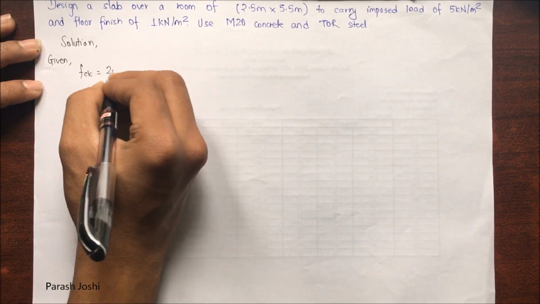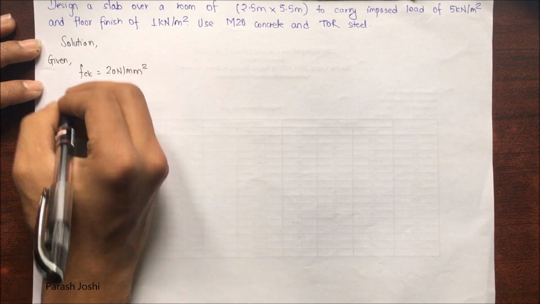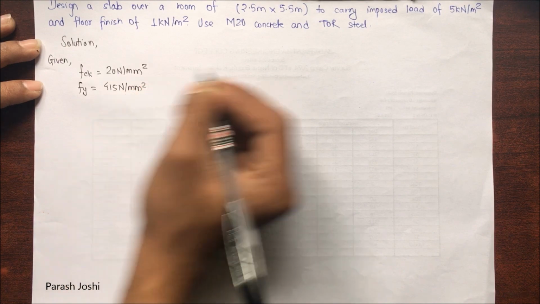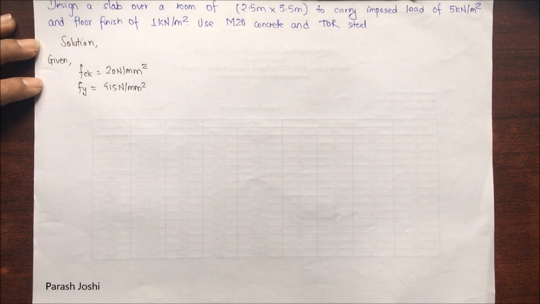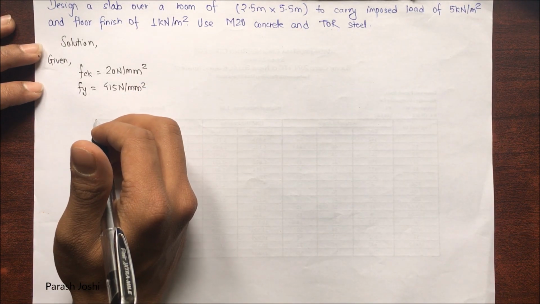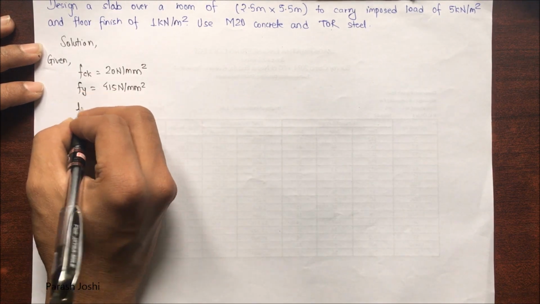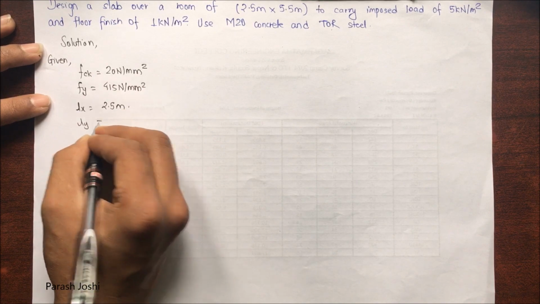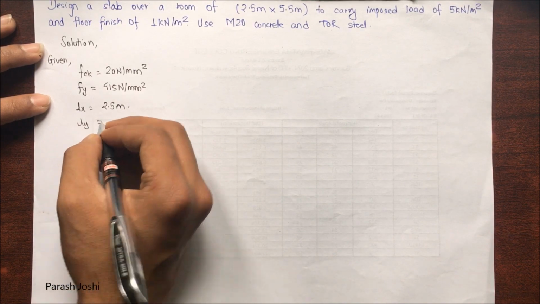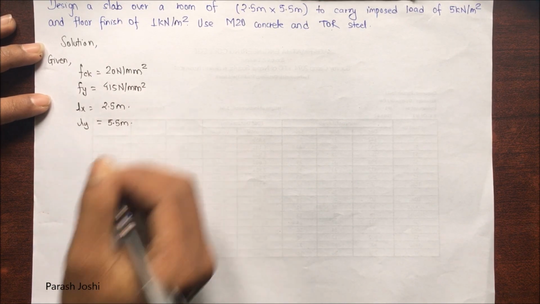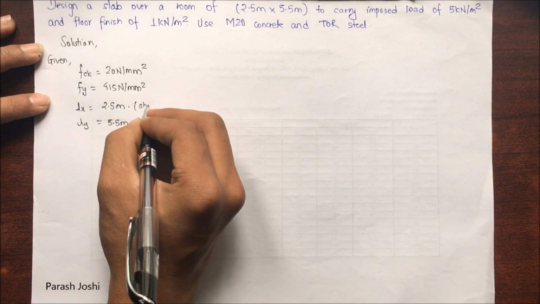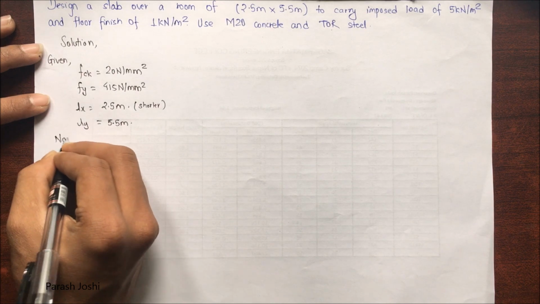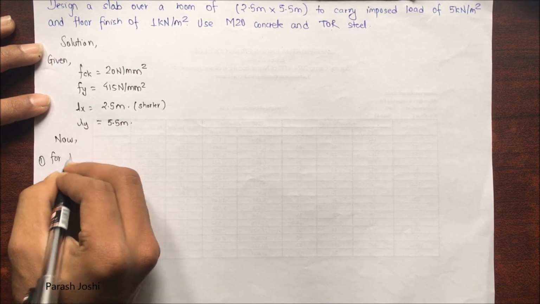fck, that is the characteristic strength of concrete, 20 Newton per mm square. fy, the yield strength of steel, 415 Newton per mm square, that is Tor steel. Now continuing to the Lx along the x-axis, 2.5 meter, we'll consider the shorter side as x, and Ly as 5.5 meter. Be clear, this is just a clear span, not an effective length, just a simple length along the x-axis and y-axis.